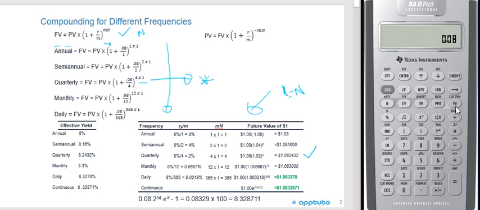Again, if we want to do it on the calculator using the algebra, let's just do it again. 0.08 divided by 4 quarterly, plus 1, y to the x, just 4 because we're doing just 1 year, 4 times 1, minus 1, times 100, and you can see our effective annual yield 8.24432, which is there.